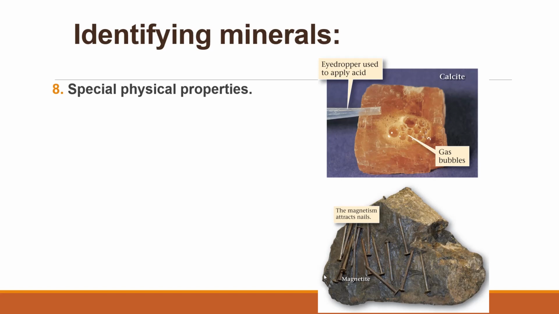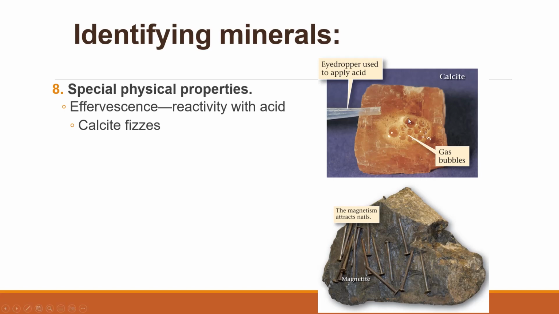There are also special physical properties. These are things that are somewhat unique to one or two minerals, and they tend to be very diagnostic. So effervescence. This means it reacts to acid, it fizzes. So calcite will fizz if you drop very weak acid on it. That's what we're seeing here. This is the same reaction that happens in nature with acid rain. And so this is why marble headstones are very hard to read after not very many years, because they have a lot of calcite in them, and so it's being eaten away by the acid rain.